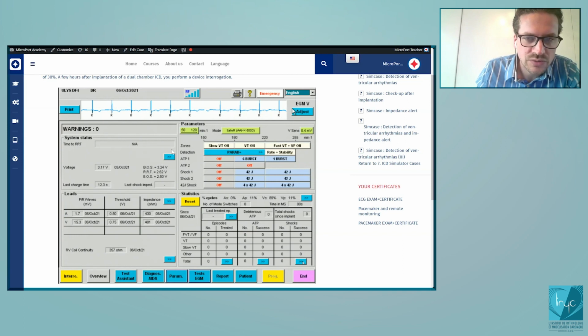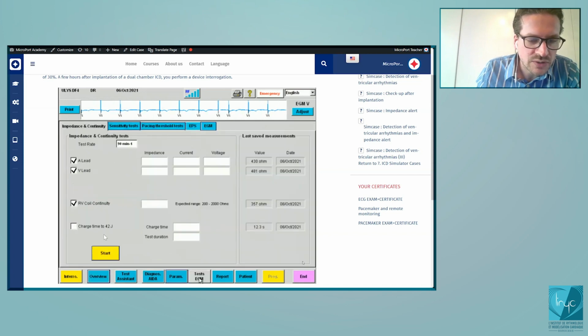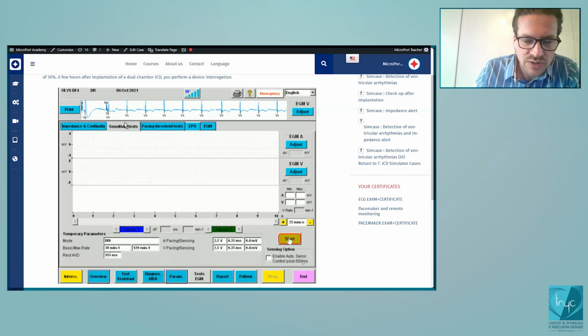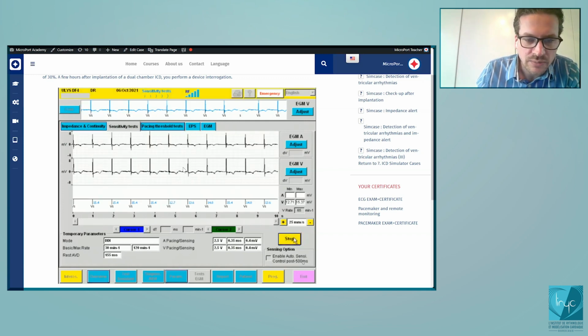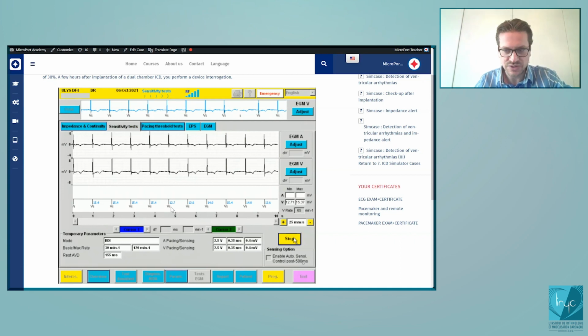Well, if you don't have an idea yet, I can help you a little bit. So let's do some tests. Of course, first we do some impedance tests, nothing out of the ordinary. Then we do some sensitivity tests. So let's do DDI 30, which is always the standard for Microport, which makes sense. And then we see this. Here we see on top the atrial channel, and on the bottom the ventricular channel, and we see the markers and the associated millivolts at the bottom.